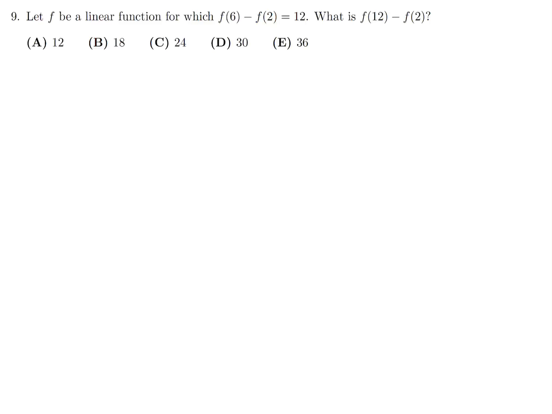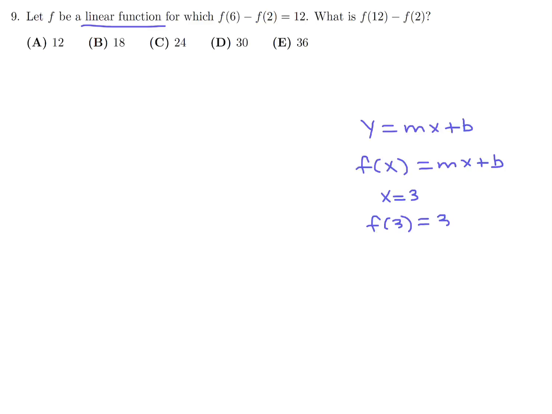Let f be a linear function for which f at 6 minus f at 2 is 12. What is f at 12 minus f at 2? So if you have a linear function, it's basically of the form y is equal to mx plus b, like that. Or in our case, f at x is equal to mx plus b. So for example, if x is equal to 3, this would be f at 3 is equal to 3m plus b, correct? Substitute x equals 3.